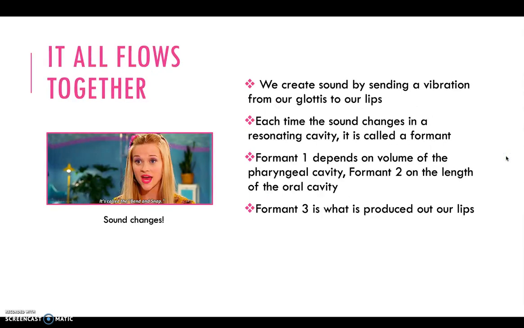Okay, let's start putting this all together. Sound, a vibration, travels through our vocal tract changing within resonating cavities. It changes to formants, and these depend on the shape of each cavity. Then, formant 3 is what is produced at our lips and is the speech product. Sound changes. It does not necessarily bend or snap, but if that's how you need to picture it, go ahead.